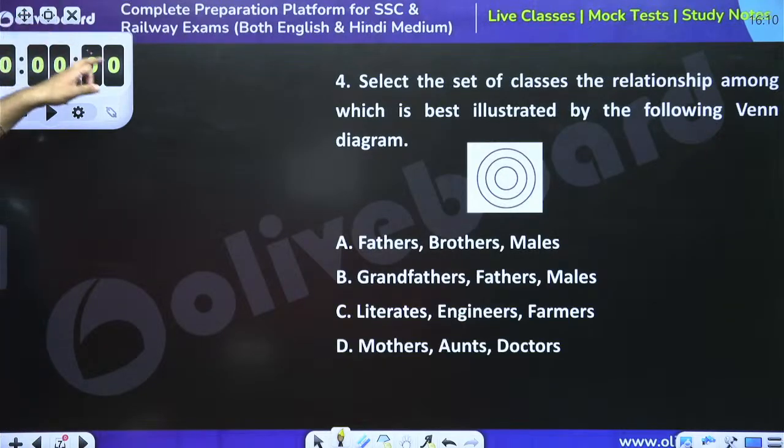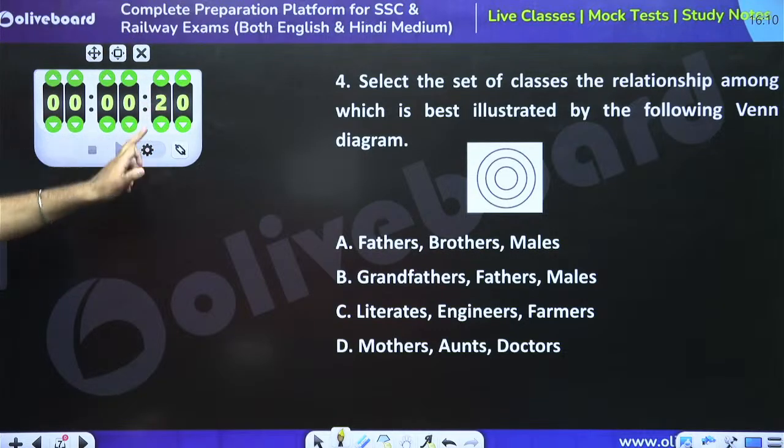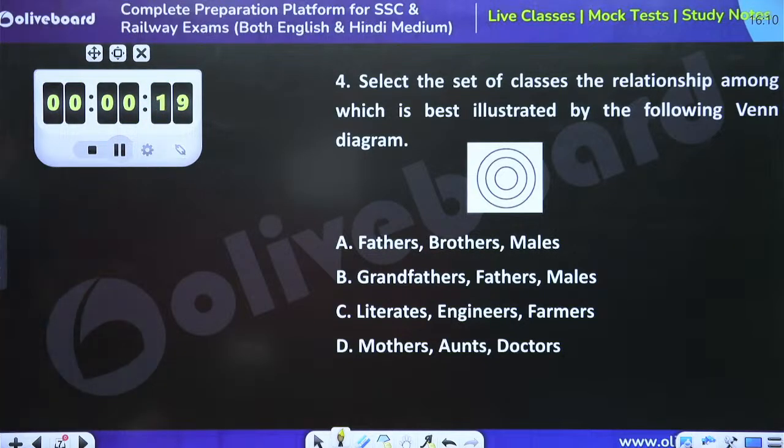Next. How much time should I give you here? 20 seconds? 20 seconds is also a lot. So we have to select the correct relationship which is being represented by this Venn diagram. It's an opposite way of question being asked to you. Fathers, brothers, males, grandfathers, fathers, males, literates, engineers, farmers, mothers, aunts, doctors.